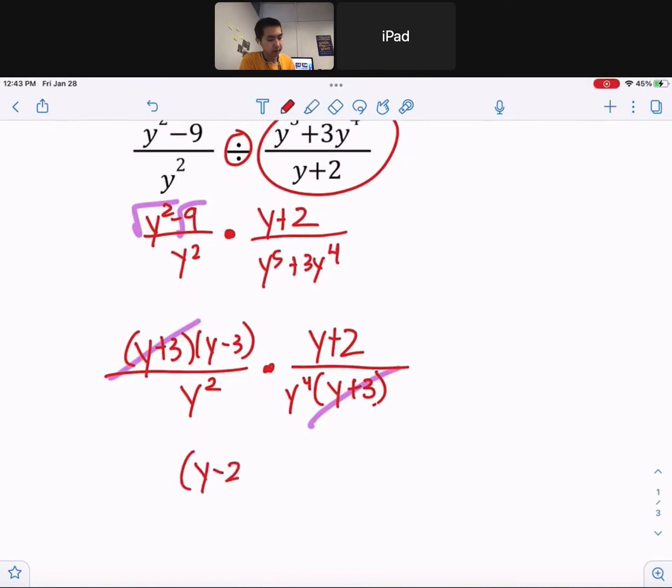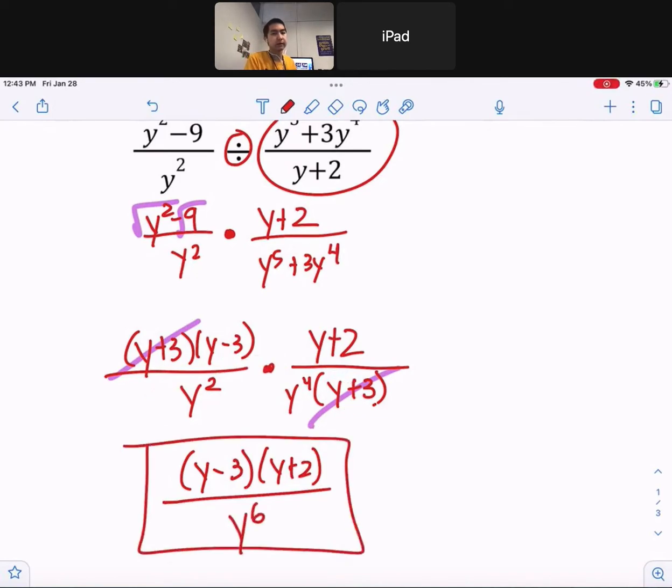So multiply across, you guys. We just have y minus 3 times y plus 2 up top. Y to the 2nd times y to the 4th, you guys, you add the exponents for y to the 6th.